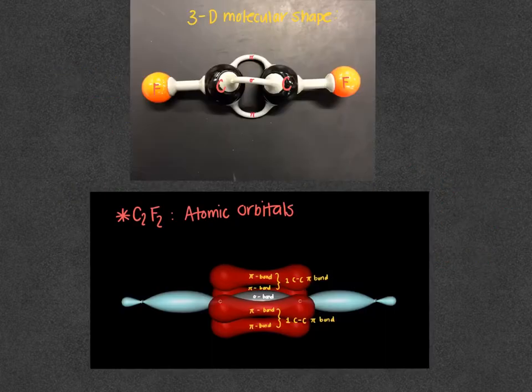Because the VSEPR diagram doesn't give a 3D shape and lets us view as much as we would like to, we also got the molecular model kit from lab and made the 3D molecule. So this will be C2F2 on a 3D plane. The 3D molecule shape allows us to see the sigma and pi bonds between the 2 carbon atoms.